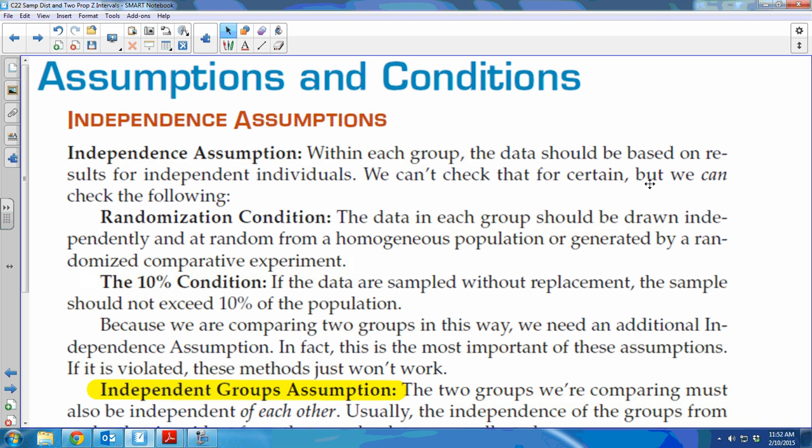Both groups, keyword. The 10% condition: both groups, their sample sizes, because they can be different. I could sample 112 girls and then 133 boys or something. Both of your samples have to be less than 10% of the population. So you have to say both of those. You can't just say one. Both of them. And now I'm throwing in a new condition.